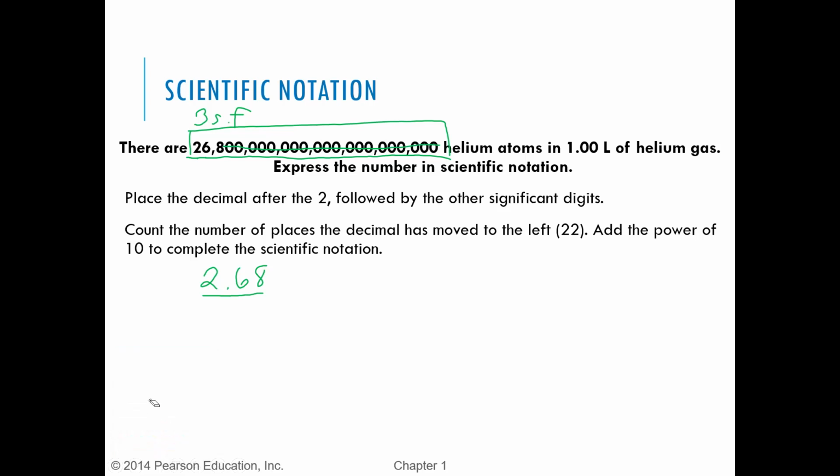Now, when I figure out what my nth power is going to be, I have my decimal point right there between the 2 and the 6. I need to figure out how many decimal spots I need to go to get to where my decimal point originated, which is right here at the end. So I need to move to the right. How many spots? 1, 2, 3, 4, 5, 6, 7, 8, 9, 10, 11, 12, 13, 14, 15, 16, 17, 18, 19, 20, 21, 22. 22 spots. And we can see here that this n power is greater than 0, and so my number is a large number. It is greater than 1.